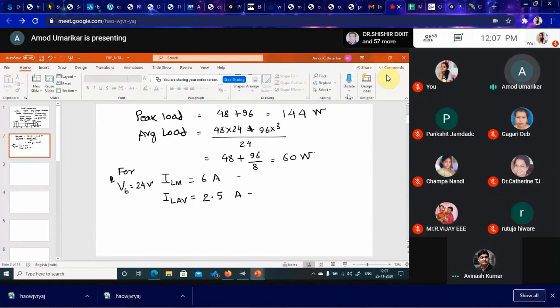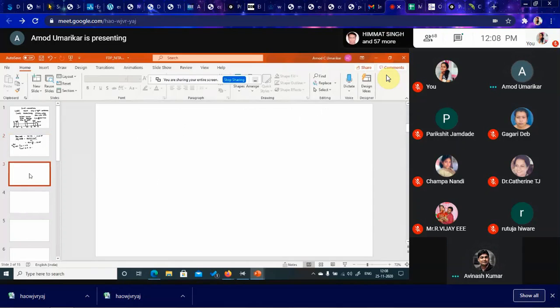So both figures are important to decide whether the battery will be able to supply this much current at a given time. That's why these two figures are very important. Now let us go ahead with the next part. We have now found out the peak load, the average load, the maximum or peak current required from the battery, and the average current required from the battery. Now the next case comes for a standalone photovoltaic system, which is very important.